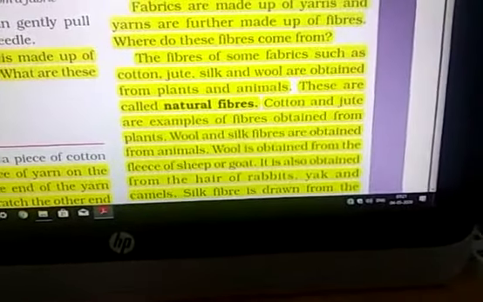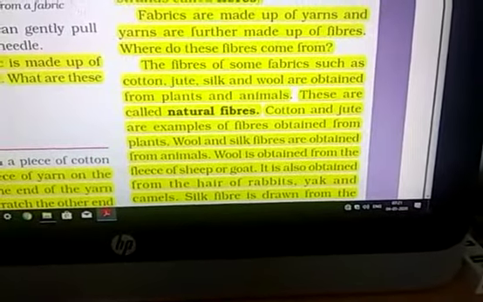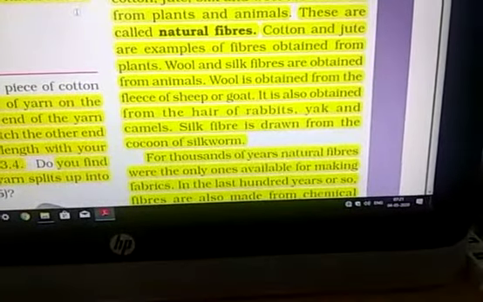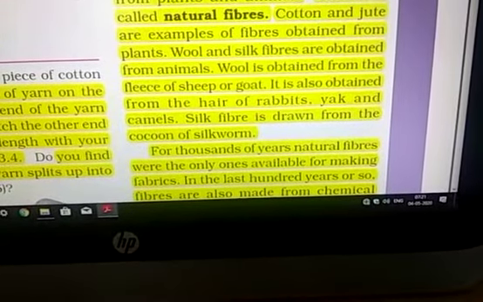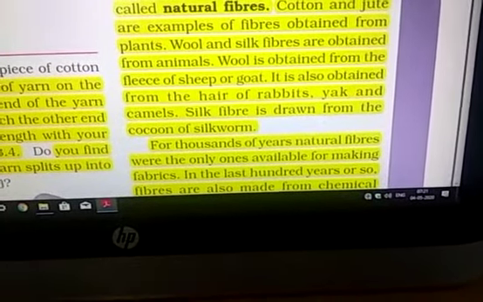Wool is obtained from the fleece of the sheep or goat. It is also obtained from the goat, yak, rabbits, camel, etc. And silk fiber is drawn from the cocoon of silkworm.